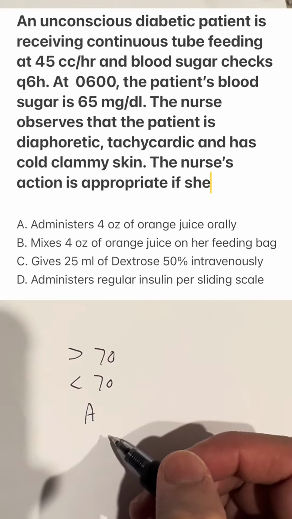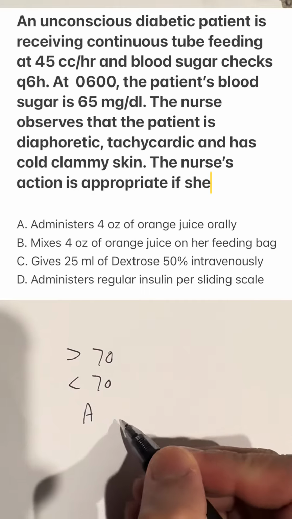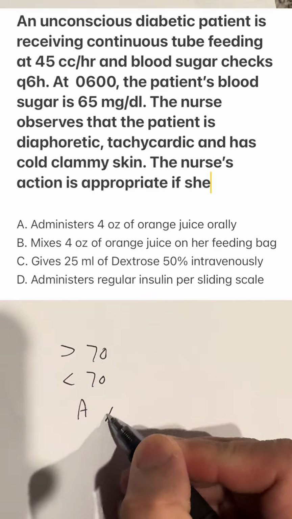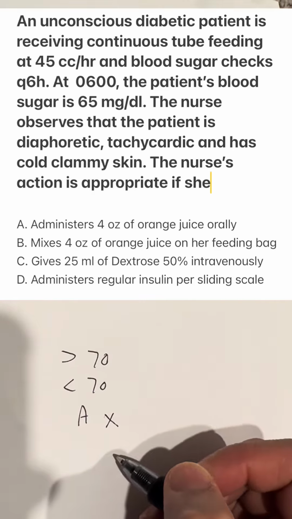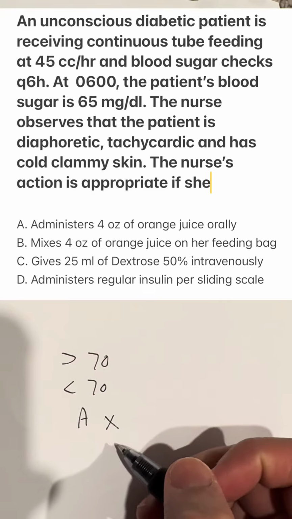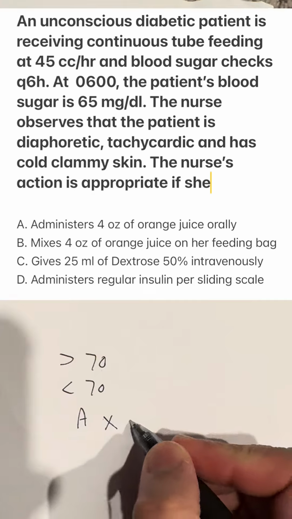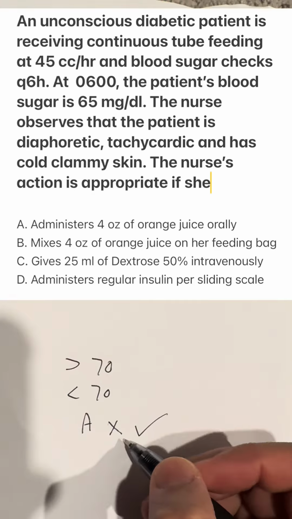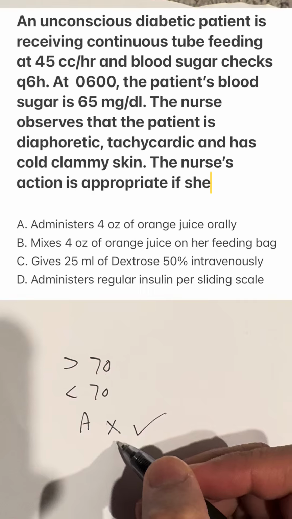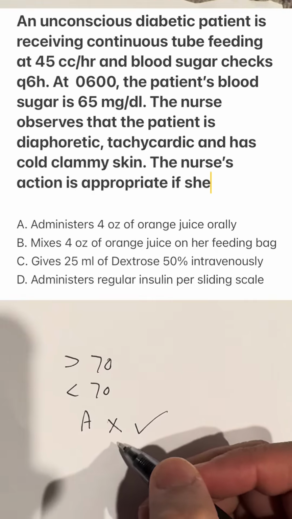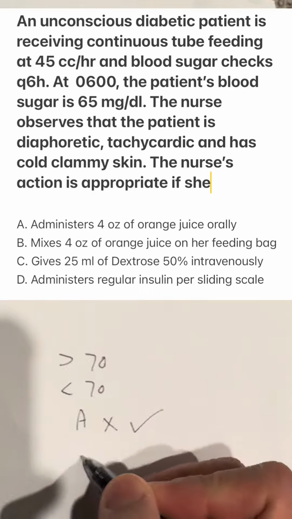Option A, administer 4 oz of orange juice orally. You cannot give it orally because the patient is unconscious. How is the patient going to swallow the juice? If the patient is alert and conscious, then you can give orange juice. But at this time the patient is unconscious, so you have to read carefully. So eliminate option A.